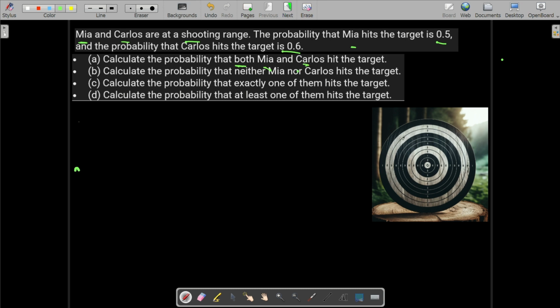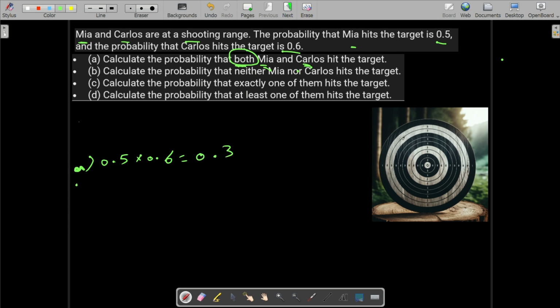In question A here, when both Mia and Carlos hit the target, you will get simply the probability that Mia hit the target and the probability of Carlos hit the target and multiply them. And this is the first thing you have to know about. If you have to get the probability of two events happening at the same time, this is multiplication. So in this case, it's going to be 0.5 multiplied by 0.6, and the answer here is going to be 0.3.